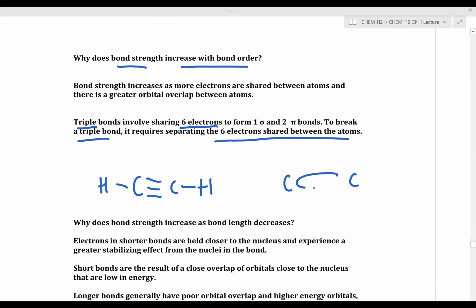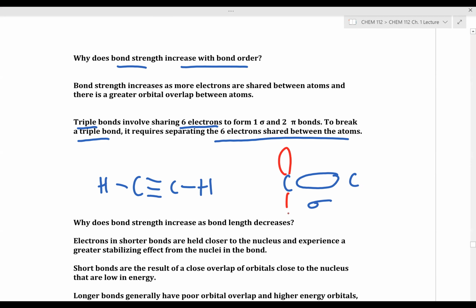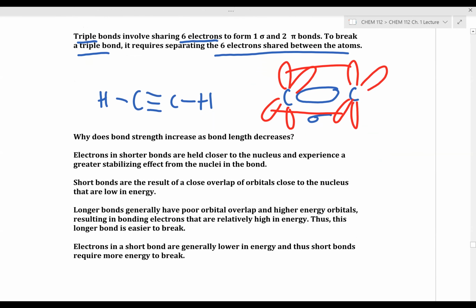So we have this sigma bonding orbital sitting in the middle of our two atoms. And additionally, we have a total of 2 pi bonds. So due to the fact that we're sharing a substantial amount of electron density between atoms, triple bonds are quite strong. Does that make sense to everyone? Just to reiterate that point. Now let's talk a little bit about why bond strength increases as bond length decreases. So let's summarize our findings.